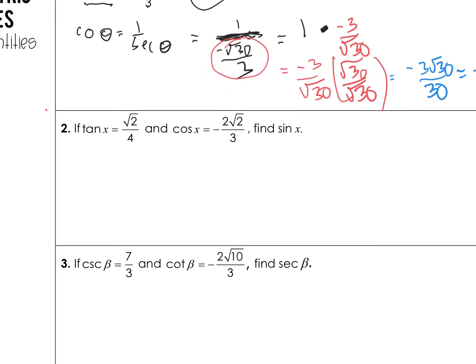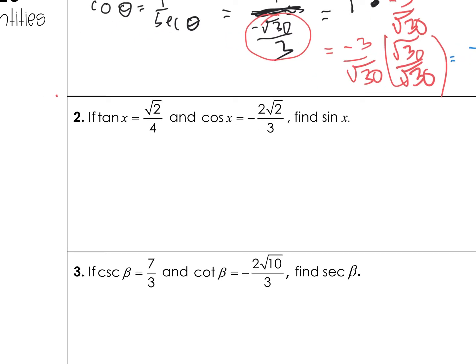Number 2. If tangent is equal to the square root of 2 over 4, and we also know that the cosine of angle x is equal to negative 2 square roots of 2 over 3. So we have tangent, we have cosine. Using an identity, find sine.